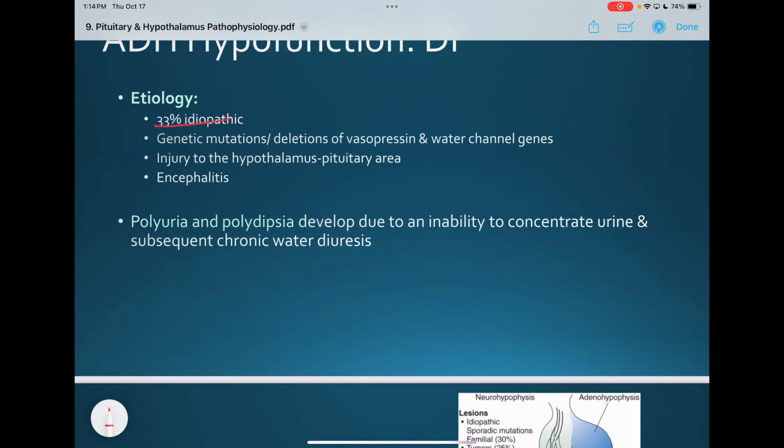Etiology, 33% idiopathic. Genetic mutations, here's the injury to the hypothalamus pituitary area. Car accidents, they hit their head, concussions, watch out for these things. Polyuria, polydipsia develop due to an inability to concentrate urine with subsequent chronic water diuresis. They're going to be drinking a lot of water because they're losing a lot of water. Get very dehydrated. Okay, your thirst mechanism comes from the hypothalamus. Okay, you need water, so they keep drinking.